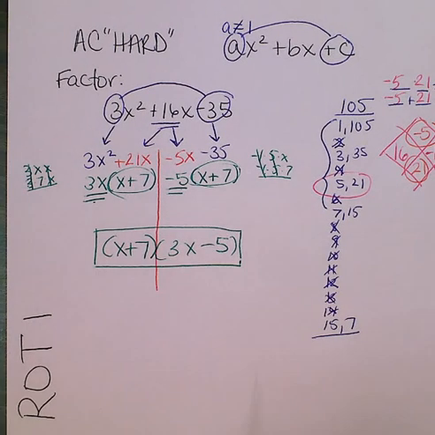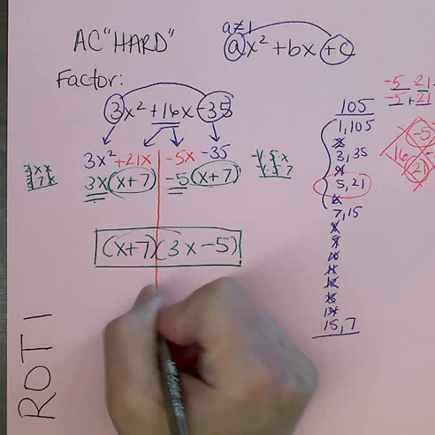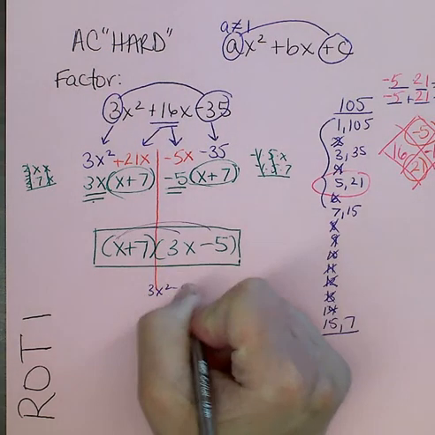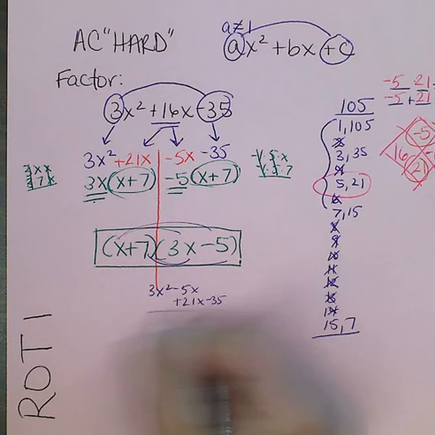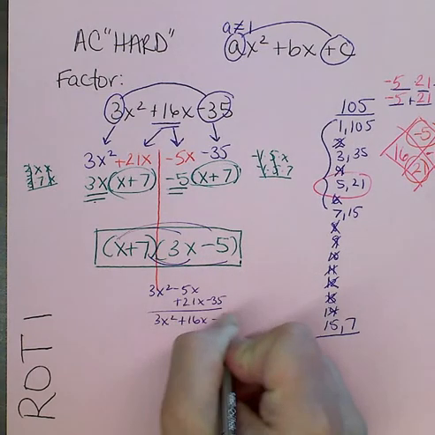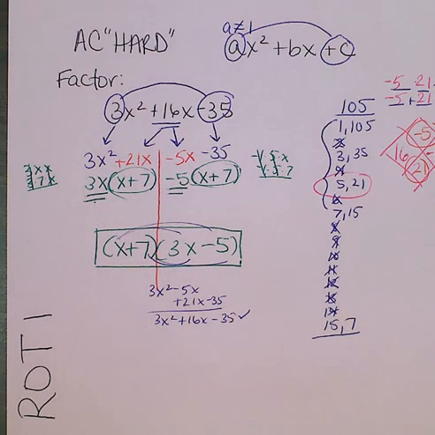If I asked you to solve, you would have to have an equal sign in there. It'd be equal to 0. You'd set both pieces equal to 0, and you would get 2 answers because it's degree 2. If I wanted to check this, I would FOIL it back out. First, outer, inner, last. And since this was the original problem, I'm really sure I'm right.